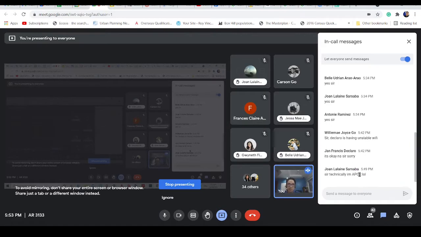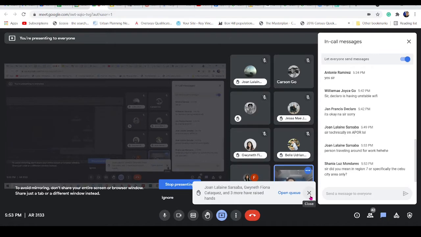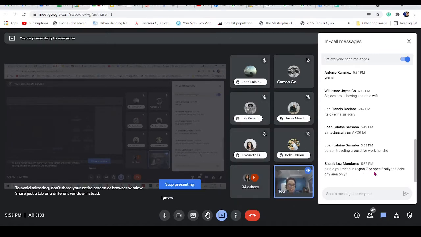Those who raise their hands, please let me know which city you're from, so we can look at your publicly available zoning maps. See if they have a person traveling around for work, so you don't have a permanent address. Sir, did you mean Region 7, specifically the Cebu City area only? Okay, that's understandable. I mean the city, because then I can determine your region if I know where your city is.